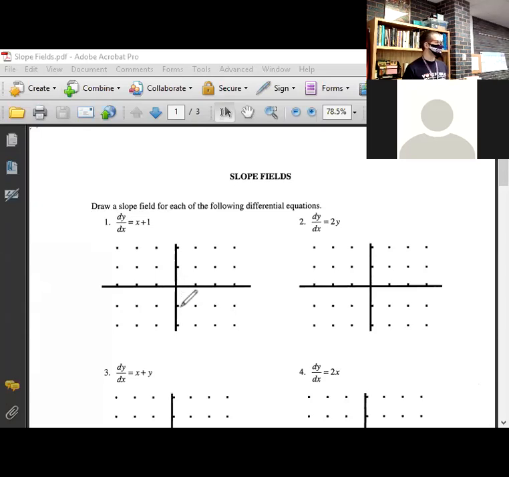So for instance, let's start at this point. I'm going to assume this point is 0, 1. So I'm going to plug in 0 for x and 1 for y into this differential equation, which I'm only really plugging in 0 for x, which gives me 1. So at this spot, I'm going to draw a slope of 1.